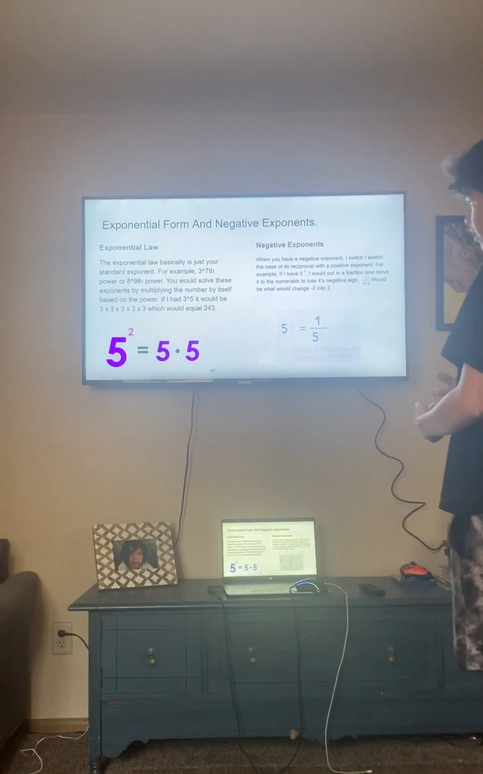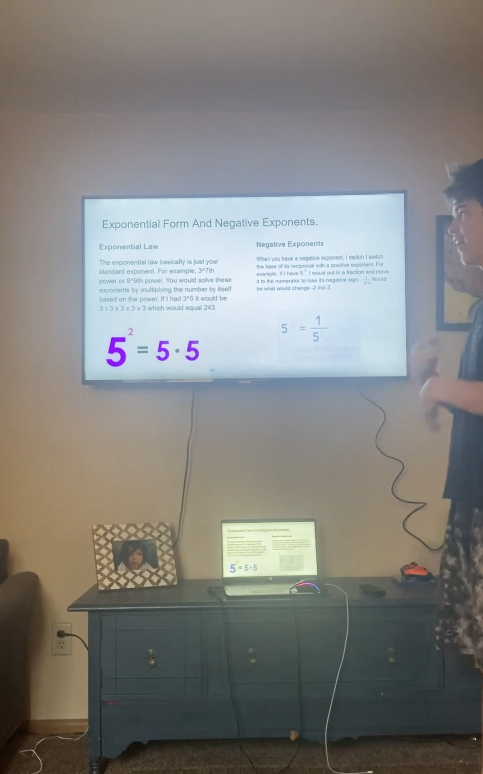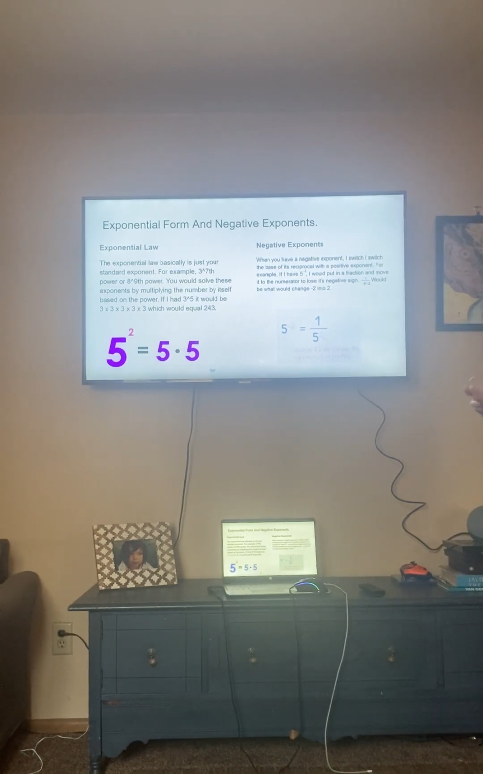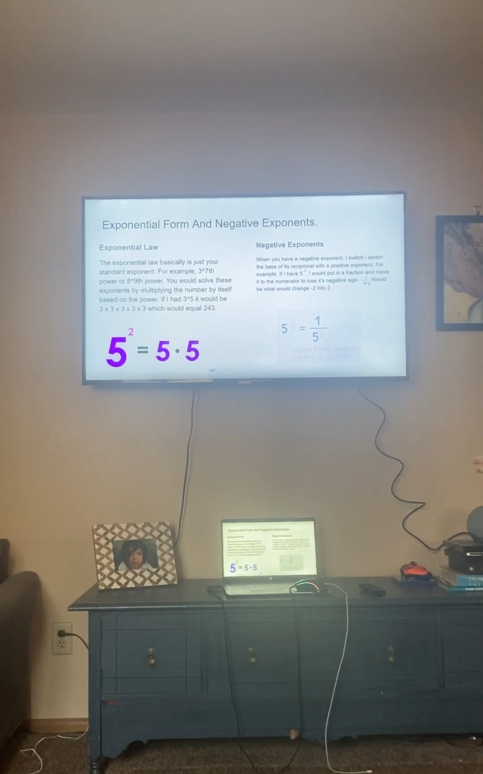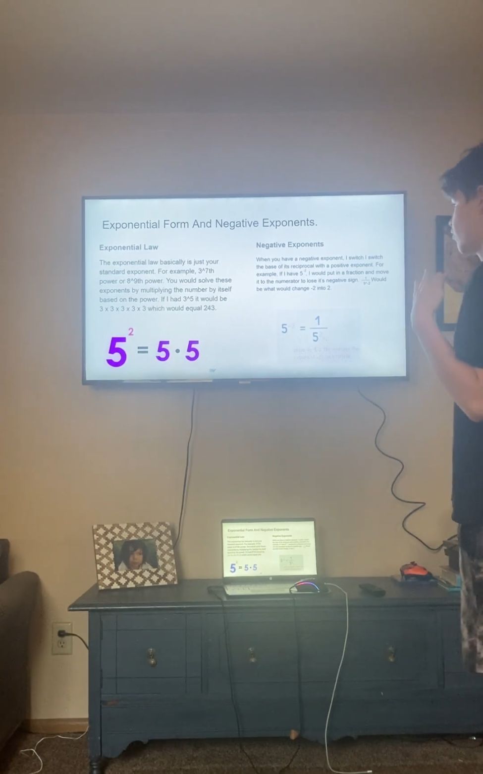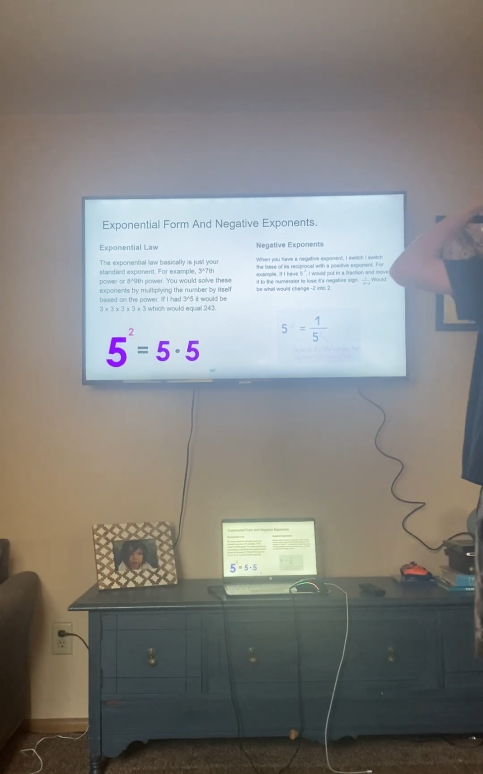So we'll start off with exponential form and negative exponents. Exponential form is basically your standard type of exponents, like 3 to the 7th power or 8 to the 9th power. You would solve these exponents by multiplying the number by itself based on the power. If I had 3 to the 5th power, it would be 3 times 3 times 3 times 3 times 3, which would equal 243, which is basic stuff you would learn really early. You guys probably already know all that.